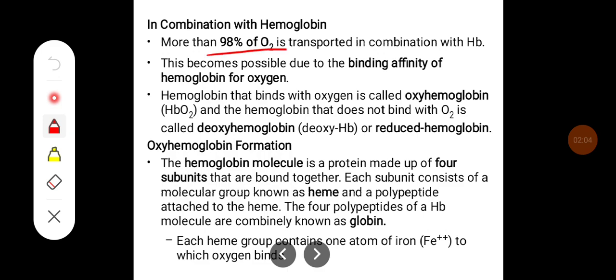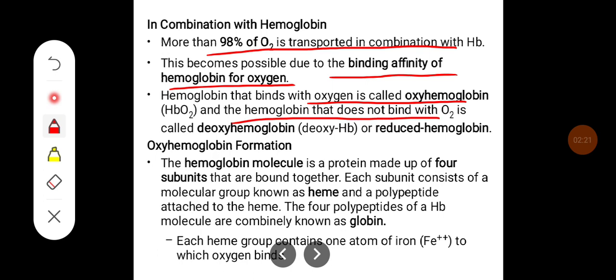More than 98% of oxygen is transported in combination with hemoglobin. This becomes possible due to the binding capacity or binding affinity of hemoglobin for oxygen. Hemoglobin that binds with oxygen is called oxyhemoglobin, and hemoglobin that does not bind with oxygen is called deoxyhemoglobin or reduced hemoglobin.